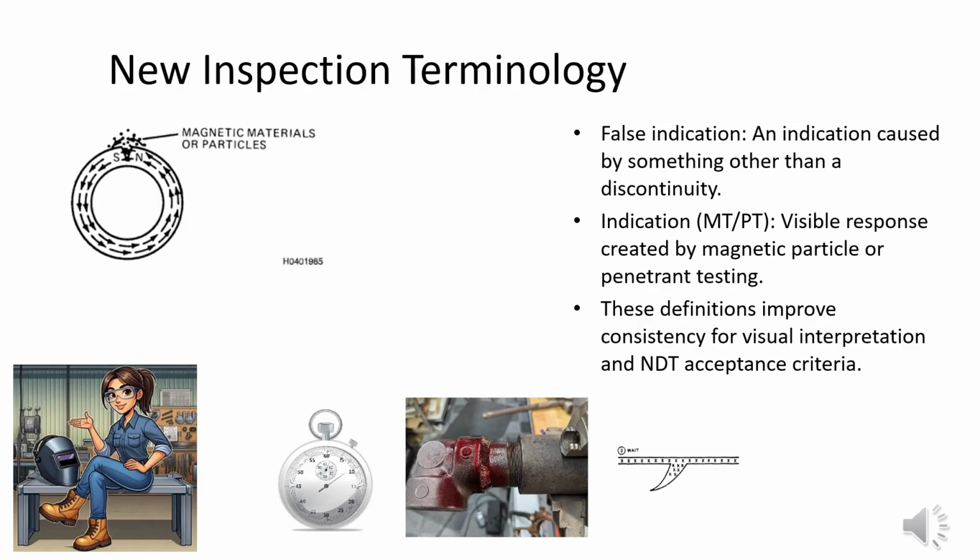AWS also formally defines the word indication for MT and PT. An indication is simply the visible response produced by the inspection process. Not every indication is a rejectable discontinuity. That's an important distinction inspectors need to understand. Key takeaway: an indication is not automatically a defect.